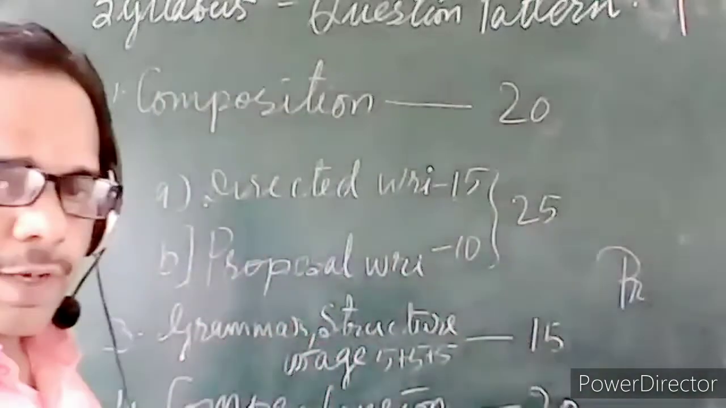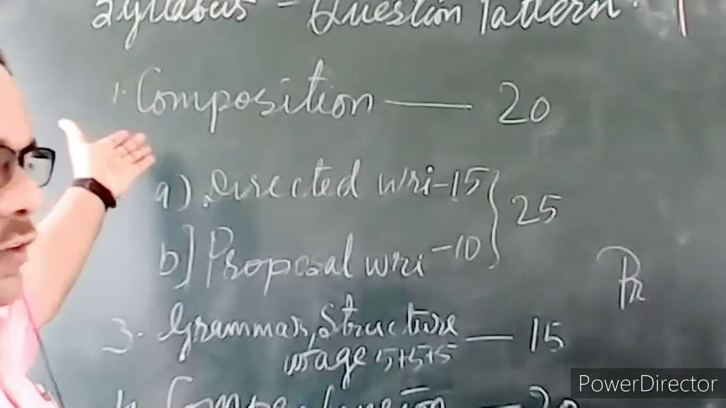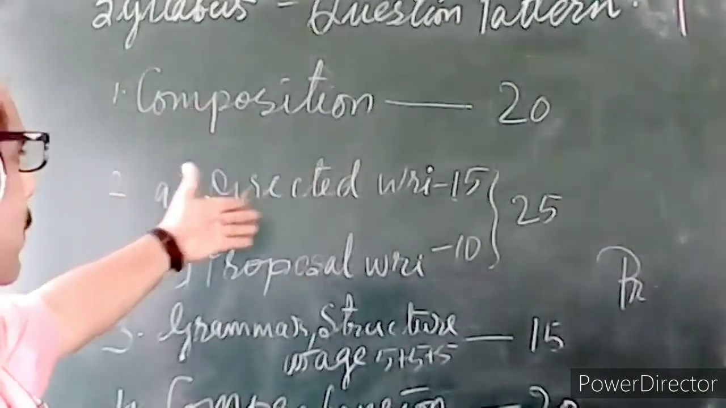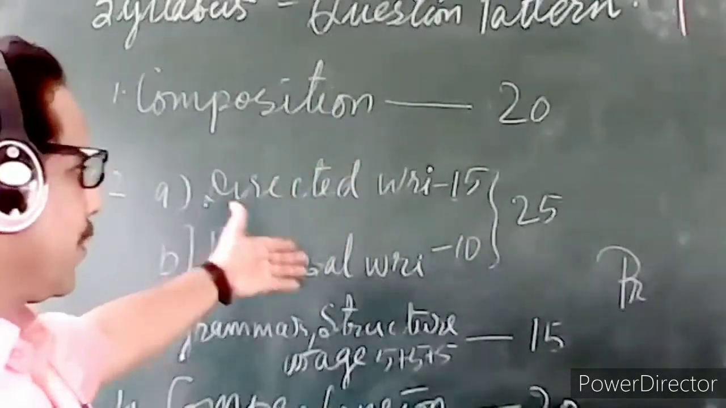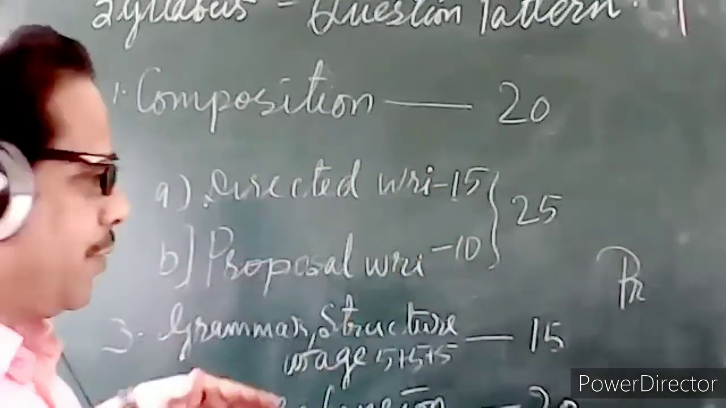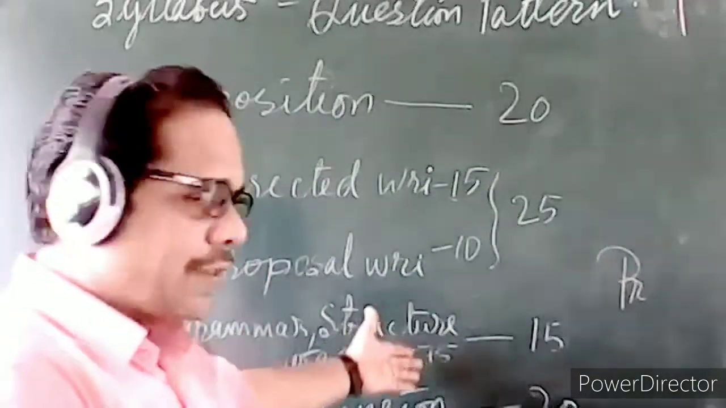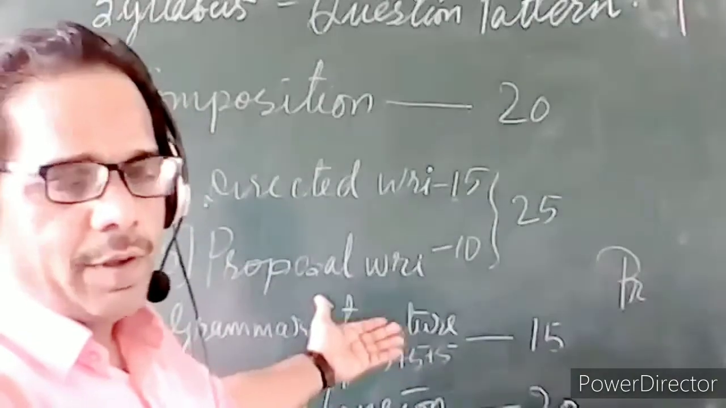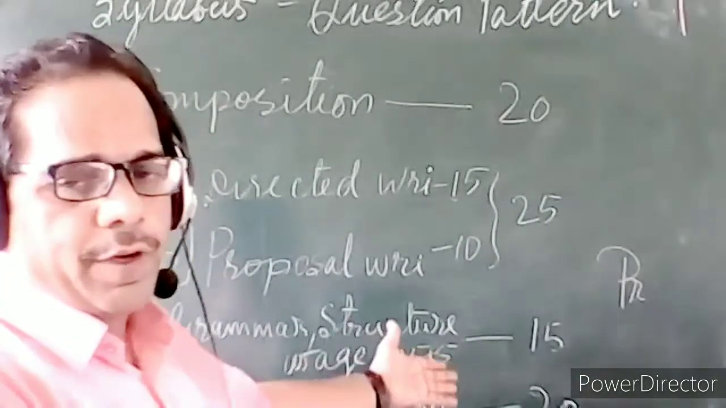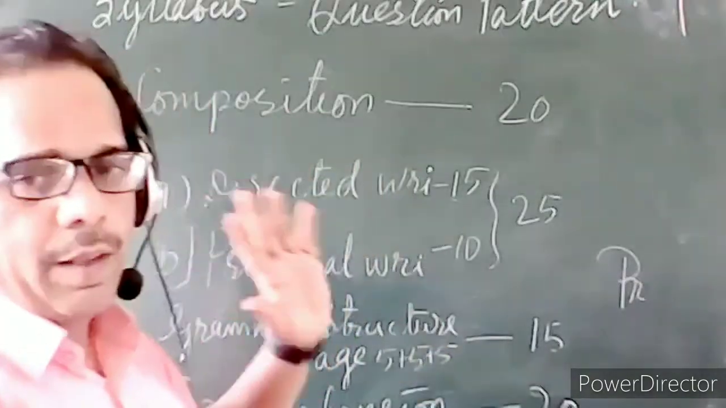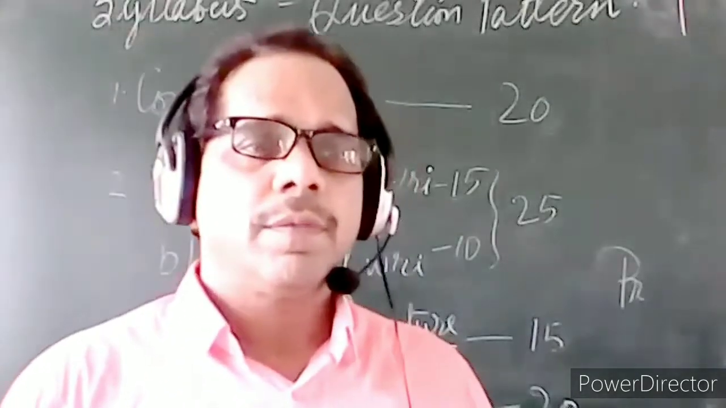Okay, so that's the pattern. This is the question pattern. Composition for 20 marks. Question number 2, direct writing, 15 marks. Proposal writing, 10 marks. Put together, 25 marks. Third one is grammar, structure, and usage. You have 3 items, 5 marks each. 5 plus 5 plus 5, 15 marks. You have comprehension for 20 marks. So altogether 80 marks. And you have 20 marks left.